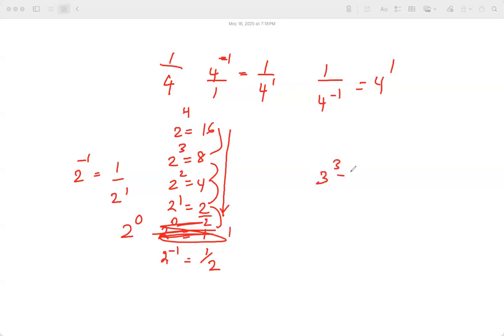Similarly, 3 power of 3 is 27. 3 power of 2 is 9. 3 power of 1 is 3. 3 power of 0 is what? See the pattern. It's dividing by 3 each time, so it's 1. Yes. Got it?